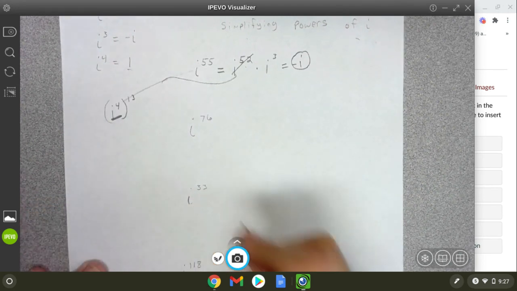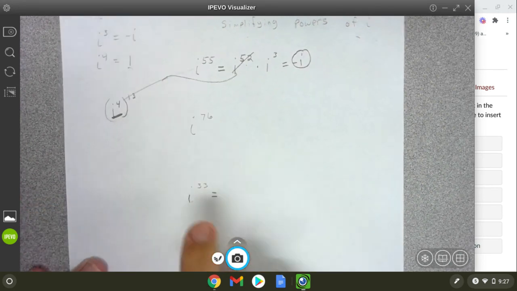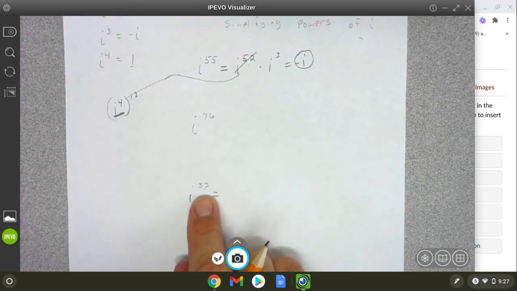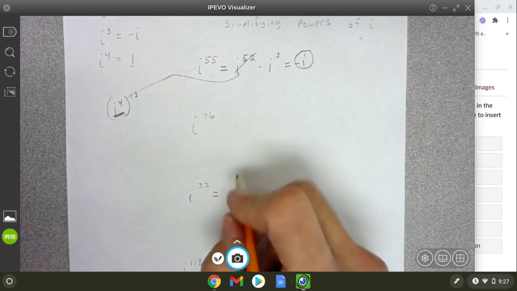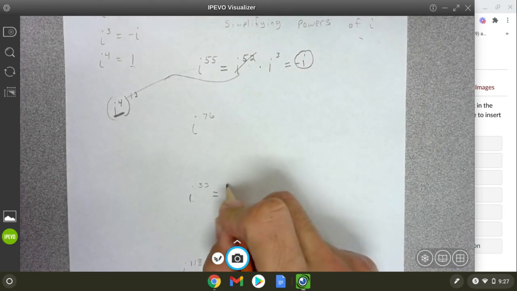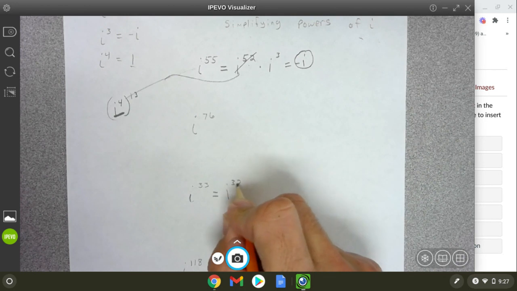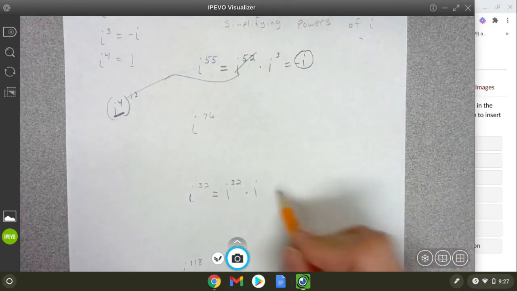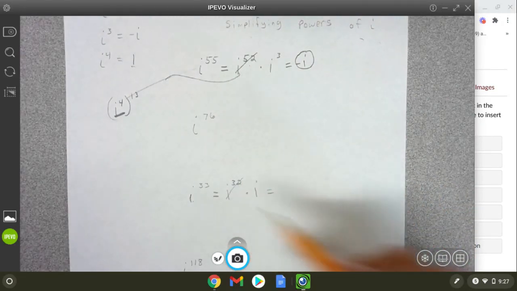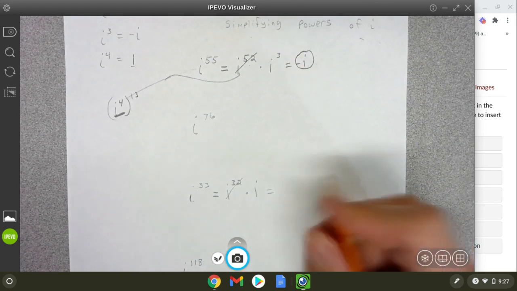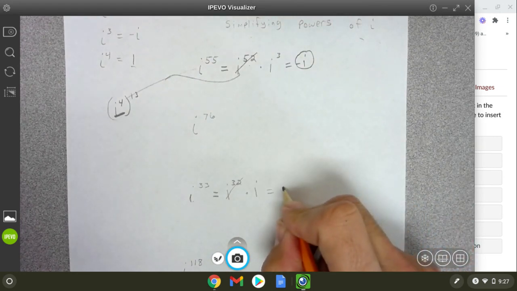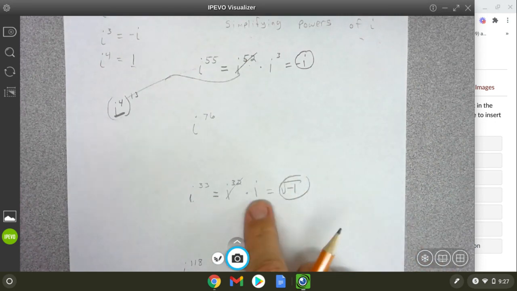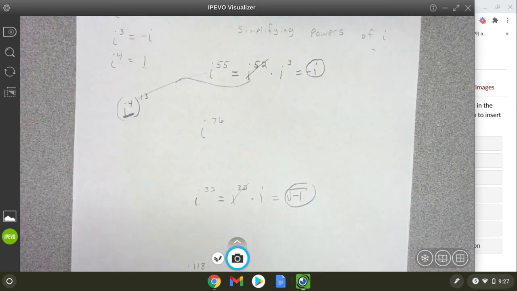I'm going to come back to this one. i to the 33rd. So I want to take off as many 4s as I can. Well, 4 goes into 32 evenly. So I get i to the 32nd times i. This one just cancels because you have so many i to the fourths, and you're left with i, the square root of -1.